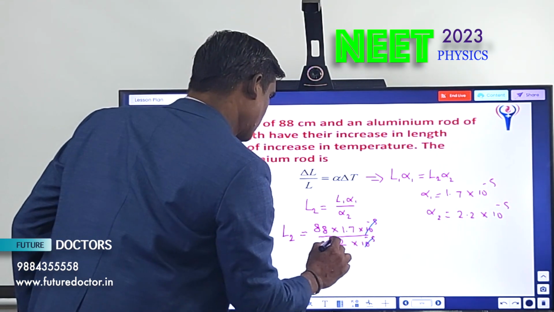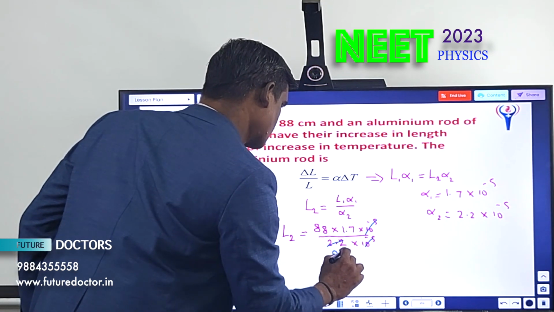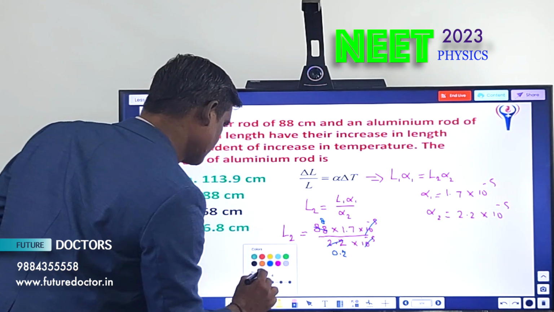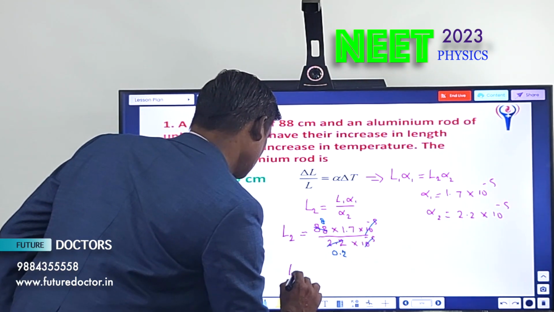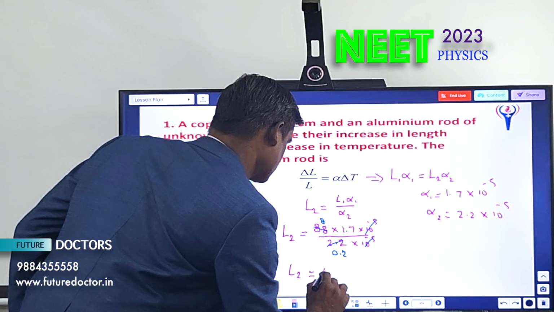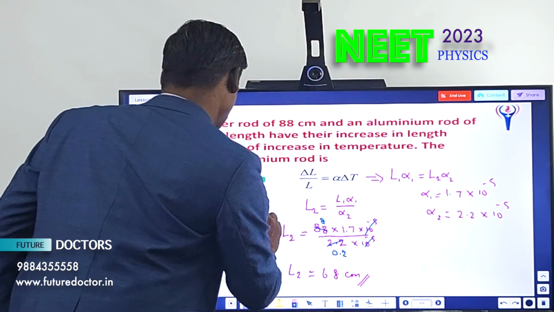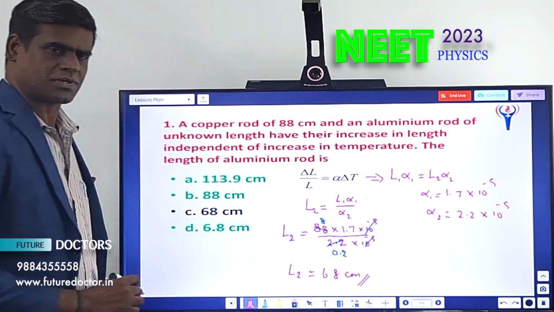Then, 2.2 using the 11 table, 0.2 and here 11.8. On simplifying, we get the answer L2 equals 68 centimeter. That is option C. Option C is the answer.